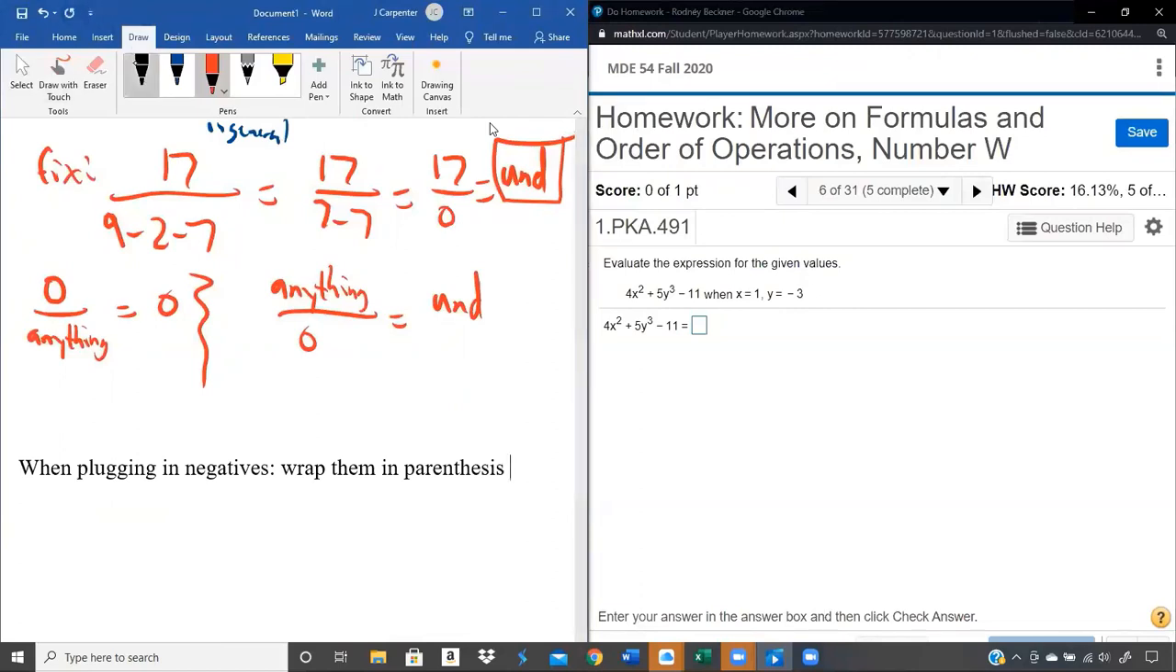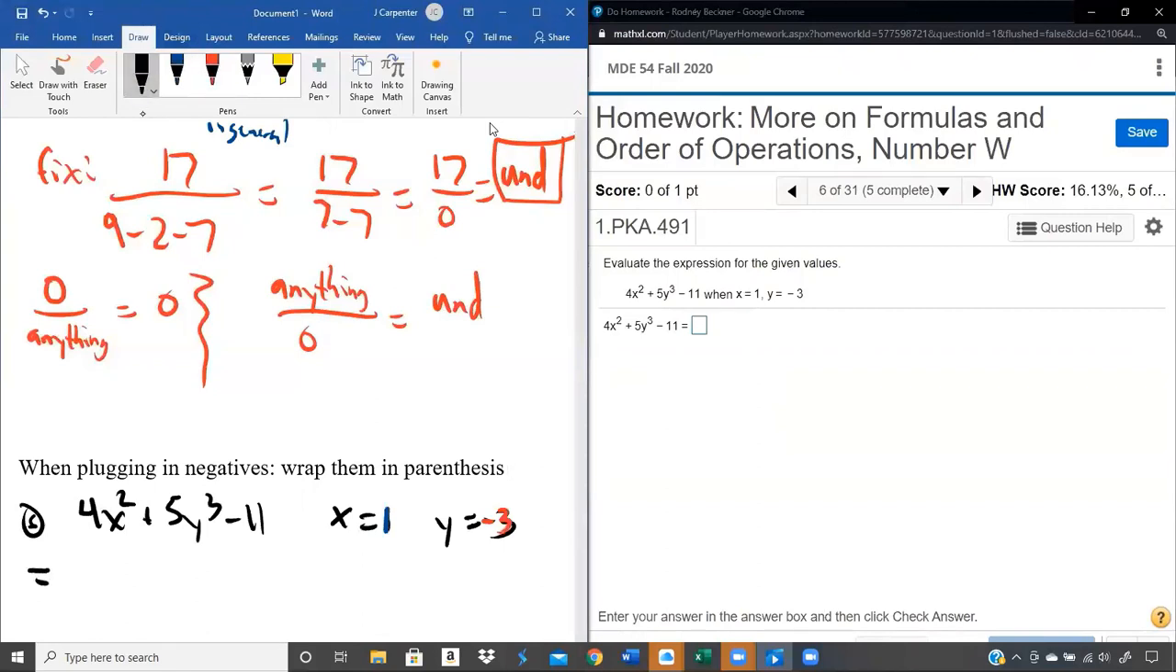So let's try that one out. 4x squared plus 5y cubed minus 11 with x equal to 1 and y equal to -3. They're telling you which one is which. It's not the order. It doesn't have to be an x and then a y first. These could have been swapped. So I'm going to use colors to show you my substitution. I'll do blue for the x value and red for the y value.